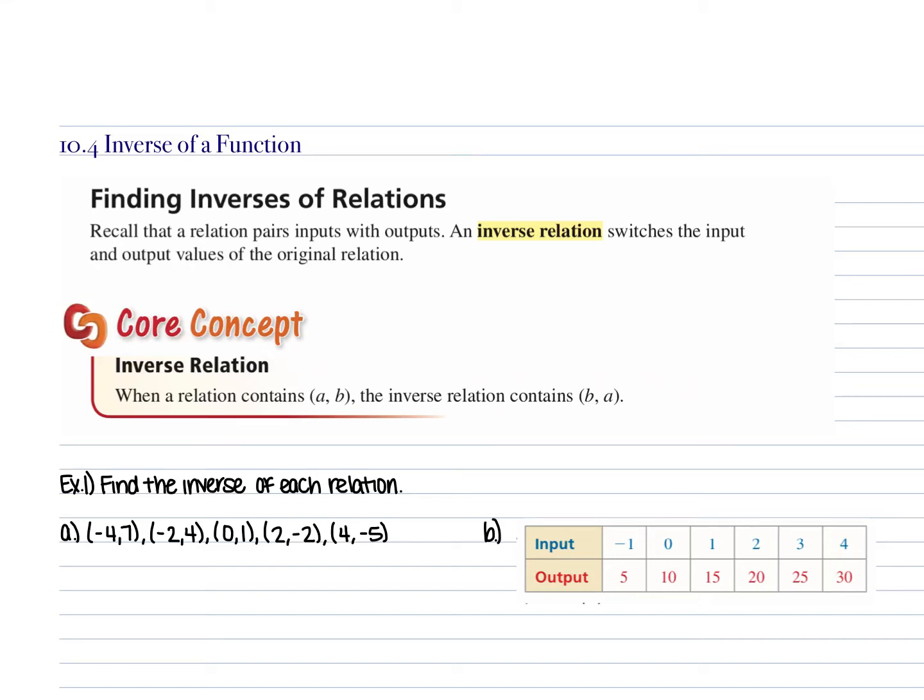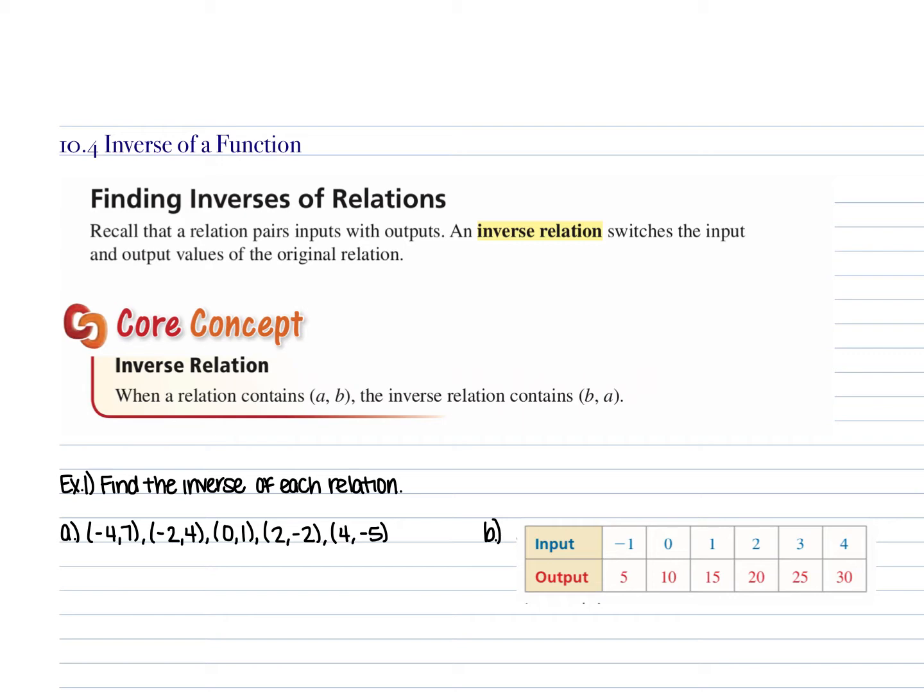10.4 goes over inverses of functions. When we are looking at these, the first thing that we're going to do is look at our inputs and our outputs, our x and our y values. Your input's always your x value, your output's always your y value. The inverse of these relations just means that your x becomes your y and your y becomes your x. So you're just switching the ordered pairs that you have.